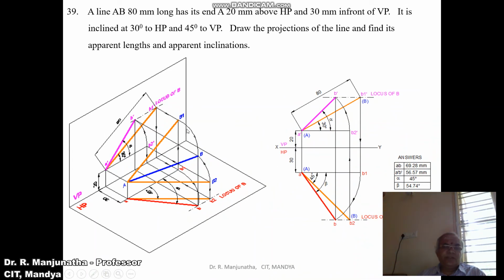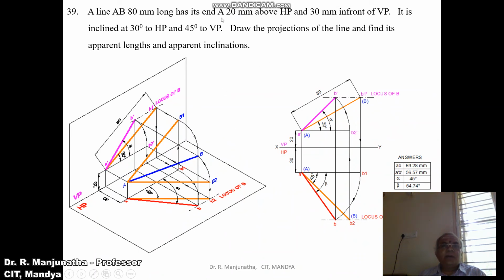First, we are going to try to analyze this. So here, the problem says above HP and in front of VP. So obviously, it has to be from the first quadrant. Henceforth, whatever we do, the problems will always be in the first quadrant because the syllabus says it is the first angle projection. So end A is 20 mm above HP and 30 mm in front of VP.